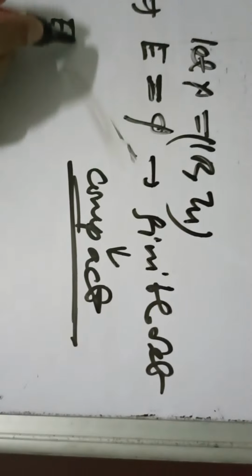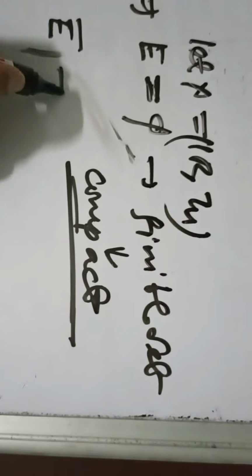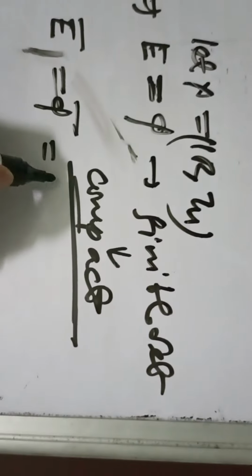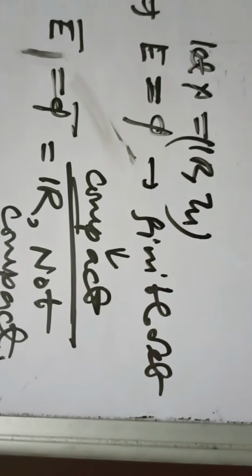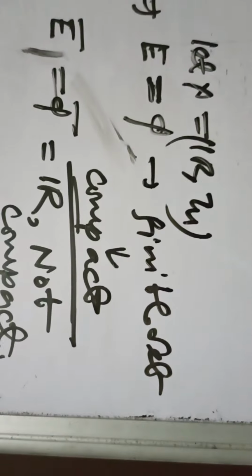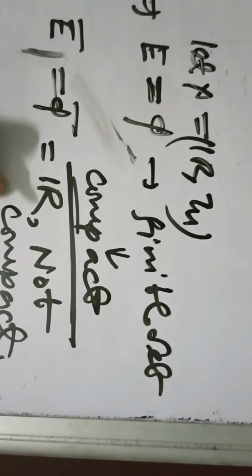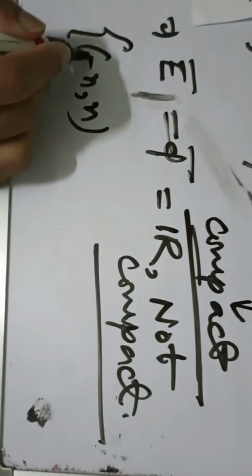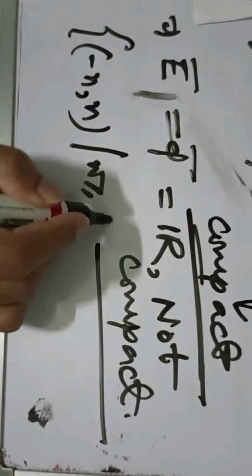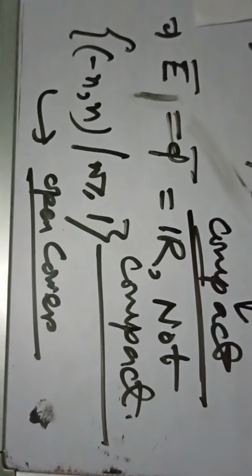But if you find E bar, what is E bar? E bar will be the closure of {5}, which is {5} itself, not R. We all know R is not compact, because R is not bounded, by the Heine-Borel theorem: a subset of R is compact if and only if it is closed and bounded. Since R is not bounded, it is not compact. Also you can go through the cover.